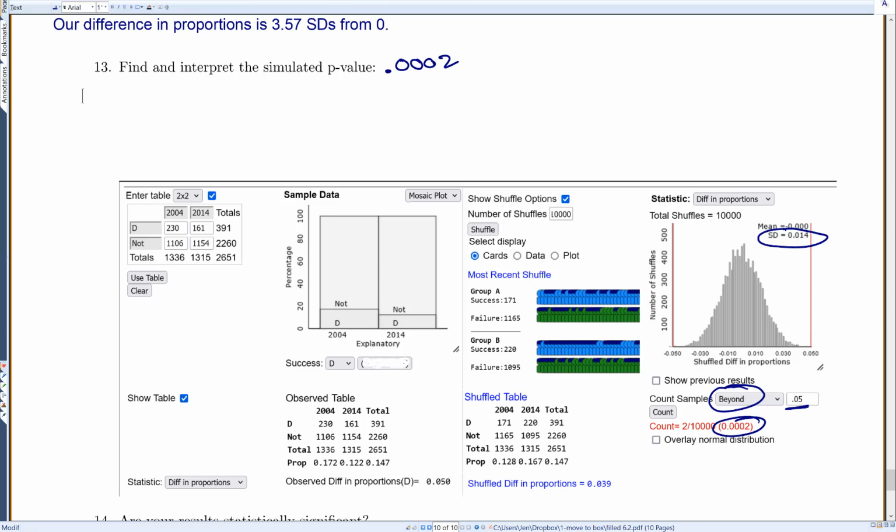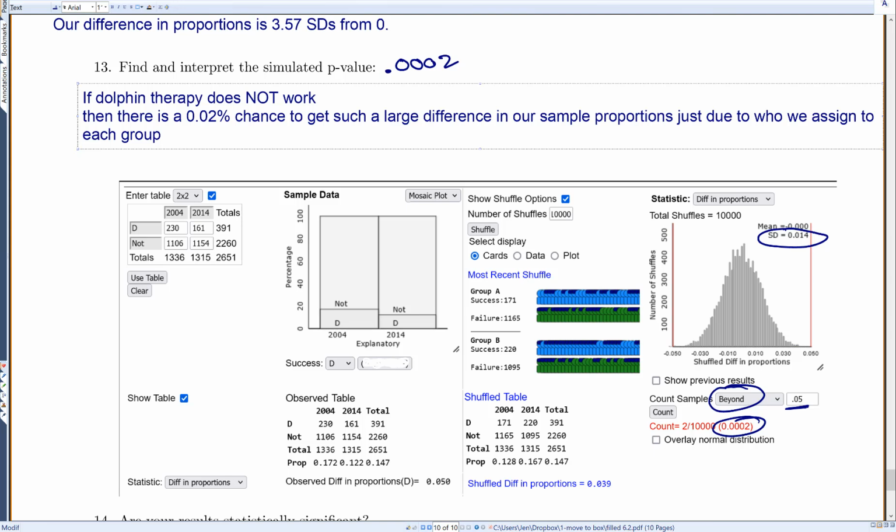If we were going to interpret this, we would say something. If dolphin therapy does not work, then there's a 0.02% chance to get such a large difference in our sample proportions just due to who we assigned to each group. That seems very small. That seems very unlikely. Oh, sorry, I wrote dolphin therapy does not work. Okay. I was still in that mindset.